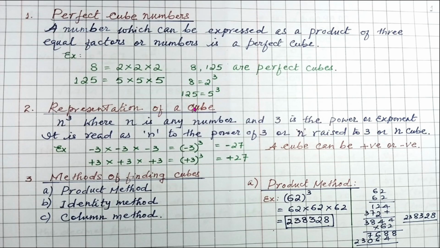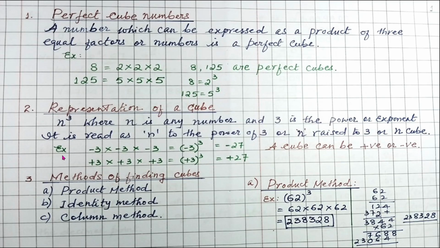The representation of a cube is n cube, where n is the base and 3 is the exponent. n is any number and 3 is the power or the exponent. That means n cube is a product of 3 n's, and therefore n cube is a general form or representation of a cube. It is read as n to the power of 3, or n raised to 3, or n cube.